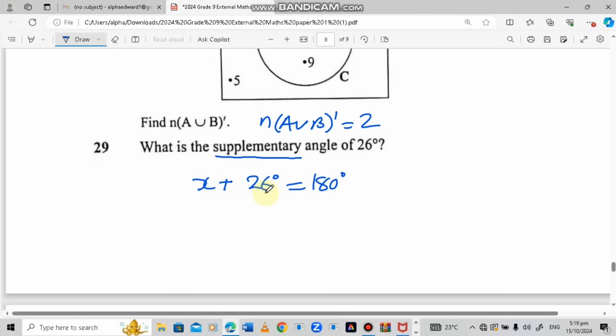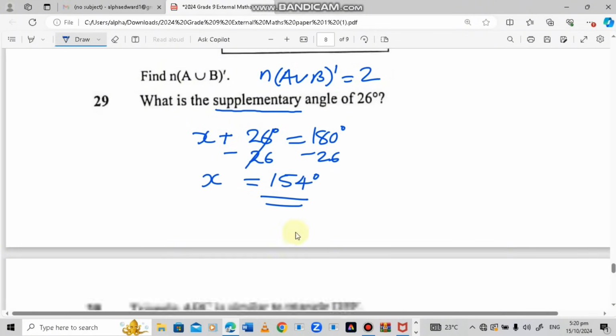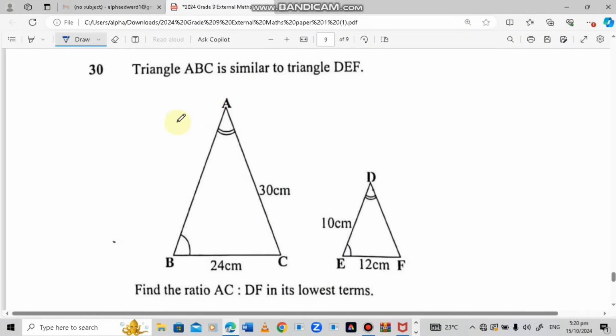So to get the value of x, we need to subtract 26. We're just doing the opposite of 26 so that it becomes 0. What we've done on the left, we also do on the right. So x is equal to 180 minus 26, which is 154 degrees. So the angle that is supplementary to 26 degrees is 154, because if you add this and this, you get 180 degrees. All right, let's look at the last question.